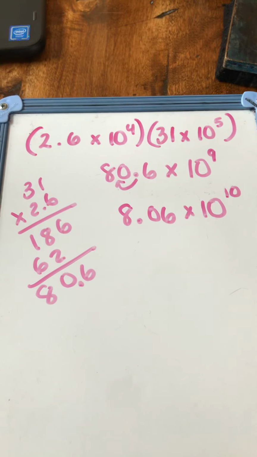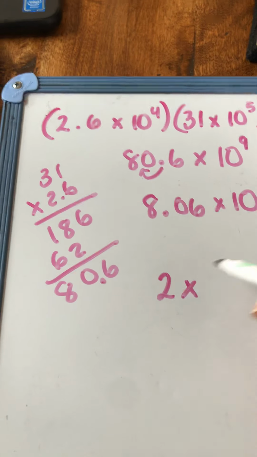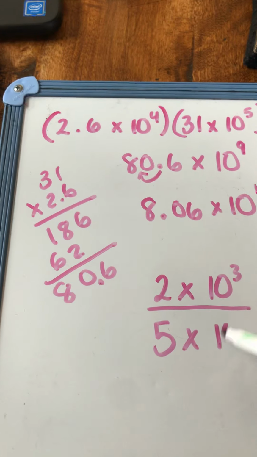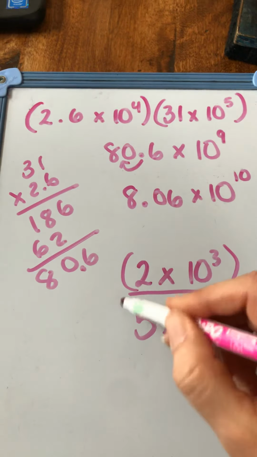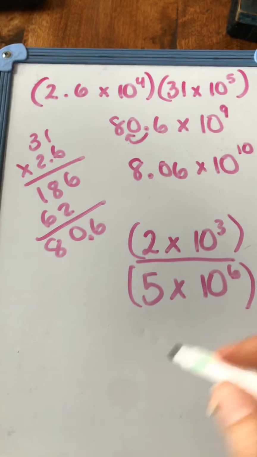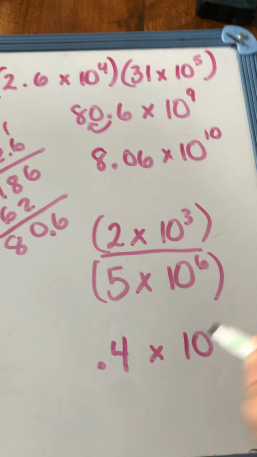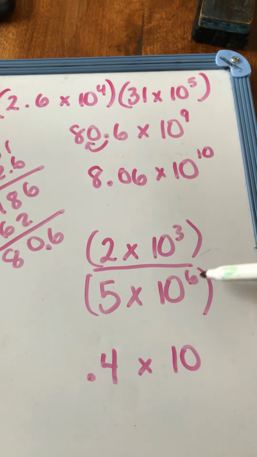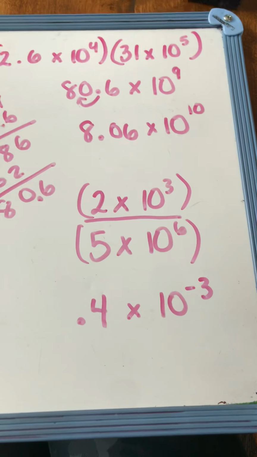So that's with multiplying. What if we have a division problem? What if we were dividing 2 times 10 to the 3rd divided by 5 times 10 to the 6th? So we divide our first numbers here. 2 divided by 5, that would become 0.4. And then when we divide with the same base, remember the rule for the exponents? I subtract them. 3 minus 6 would be negative 3.